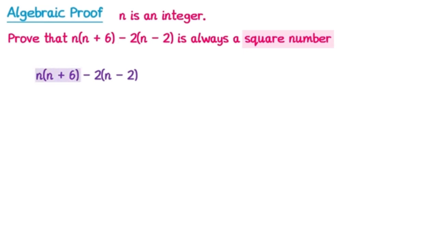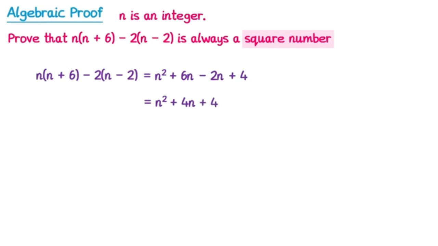If we expand out this part, we get n times n squared, n times 6 plus 6n. Then negative 2 times n, which is negative 2n, and negative 2 times negative 2, positive 4. If we simplify this, we have n squared, and then we have 6n take 2n, which is 4n, and then plus 4.